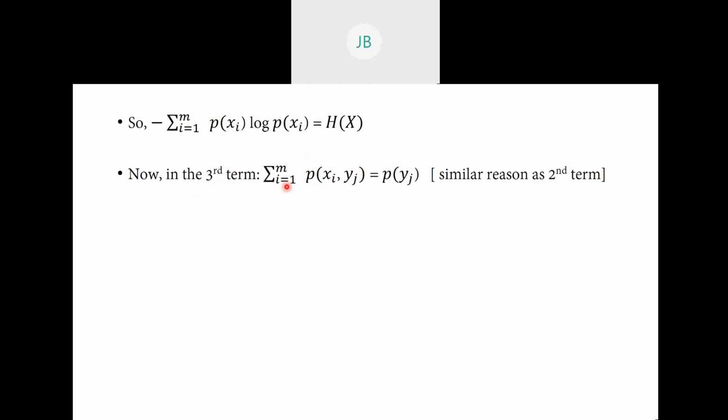Now we'll go to see the third term. The third term is what? The third term is p of xi yj. When you vary the row, that is equal to the probability of output. So is it the case? We can go back, or I can rewrite the same matrix here.